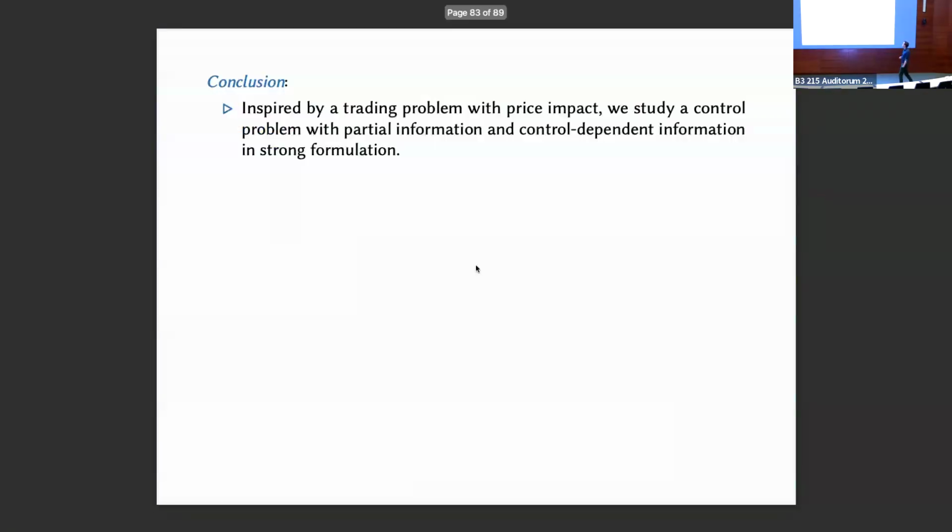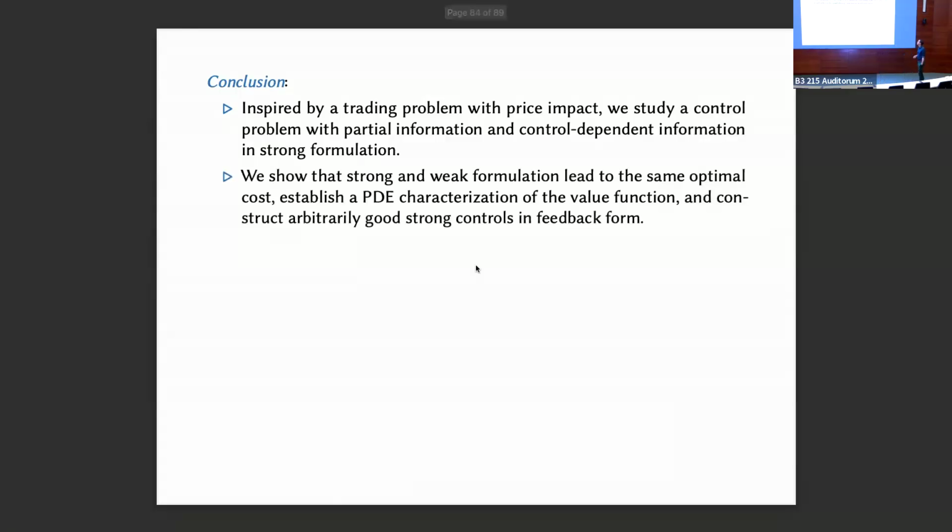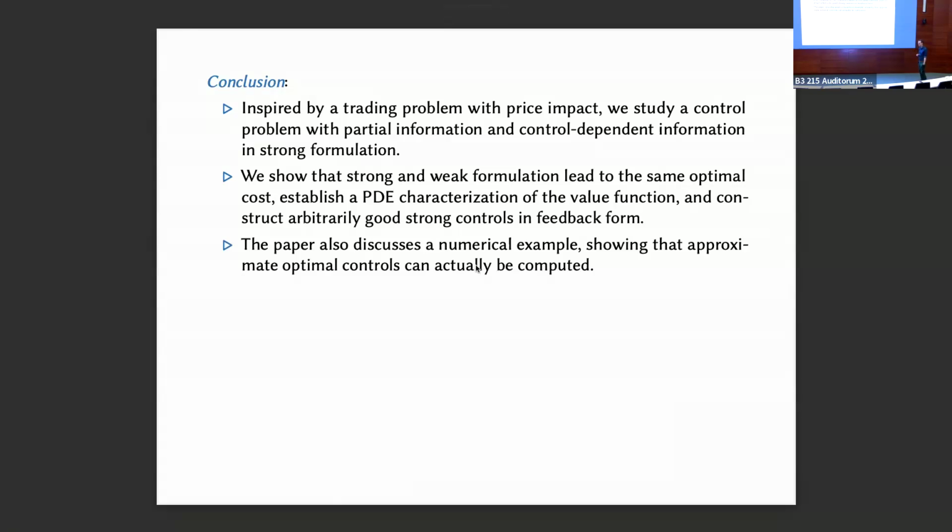A little bit of conclusion and outlook. So inspired by a trading problem with price impact, we look at a stochastic control problem with partial information. And the crucial point is we have control-dependent information. And we formulate everything in strong form. We show that strong and weak formulation lead to the same optimal cost, establish PDE characterization, and construct a minimizing sequence of controls. We do have numerical examples in there showing that you can actually compute these piecewise constant controls, which should not be too surprising, I guess, but it's a toy example.